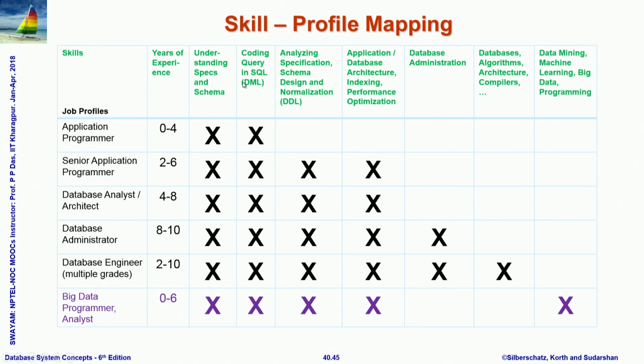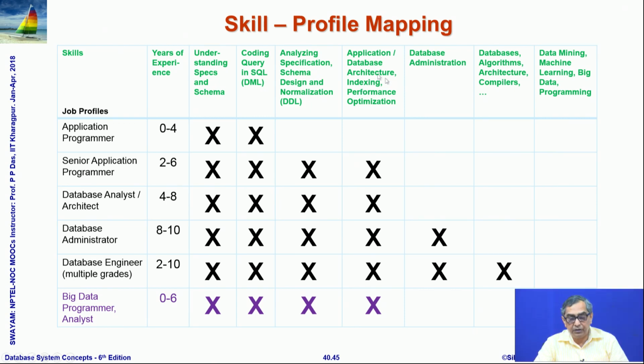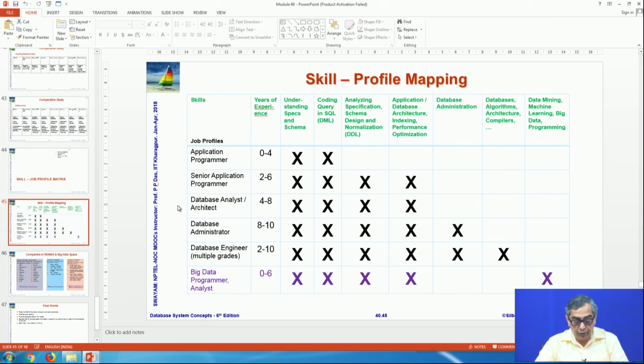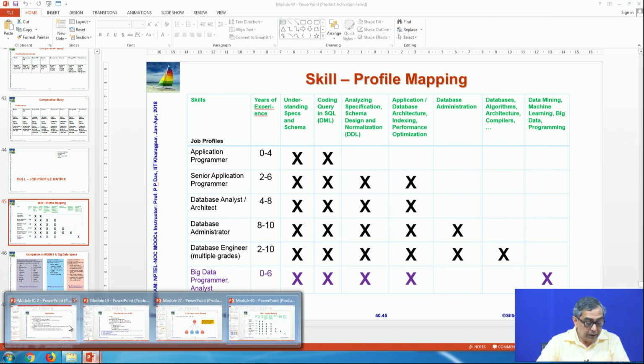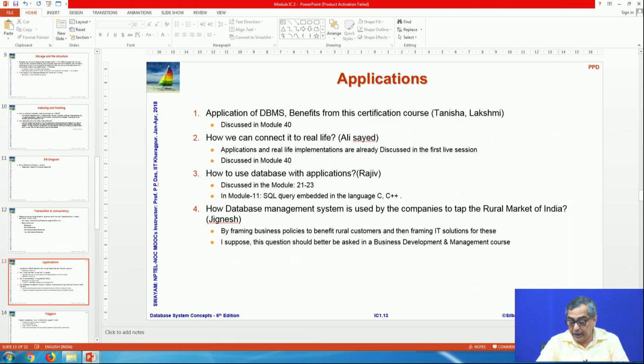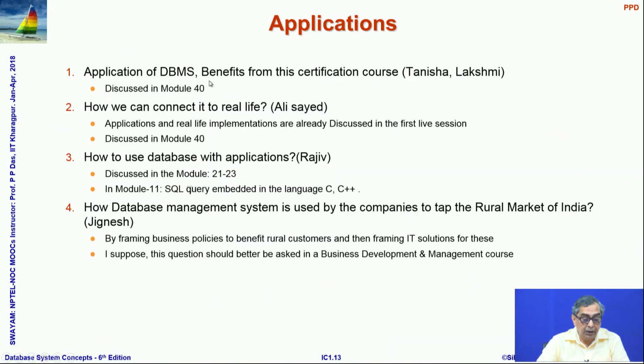How deep is your skill? Can you just understand specs and schema? What kind of jobs can you get? If you can do coding, and on top of that, if you can do normalization, there are some more jobs that you can get. If you can work with the architecture, performance optimization, administration. So, this whole spectrum has been discussed. So, go through this presentation and the video of this, and you will get answers to most of the questions.